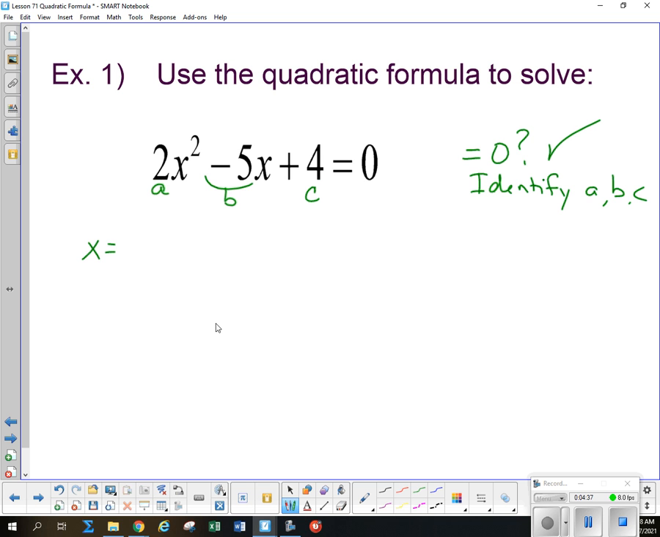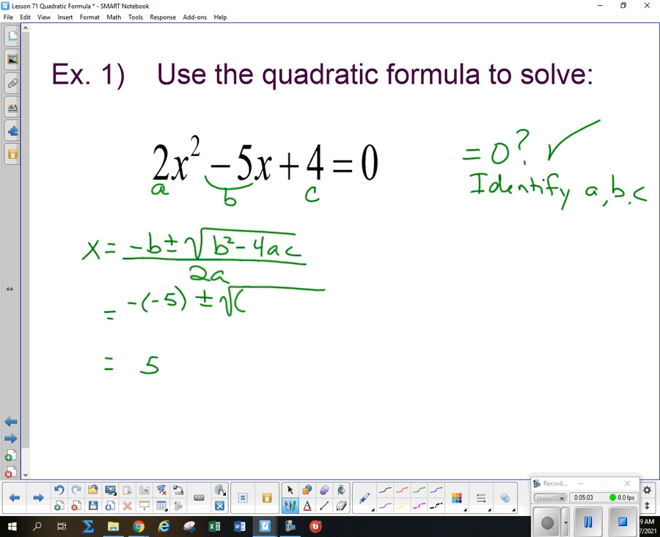Our formula was the answer x will be the opposite of b plus or minus the square root of b squared minus 4ac all over 2a. The opposite of b is going to be a +5. That does not mean b is always negative. We take the opposite of whatever b was in the formula. Plus or minus. B squared is going to be negative 5 squared. Be sure you're careful when that's a negative, because negative times negative is positive. The first thing inside that square root sign needs to always be a positive because of the square.